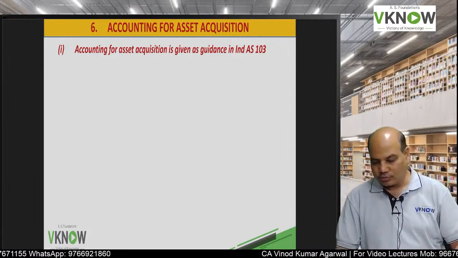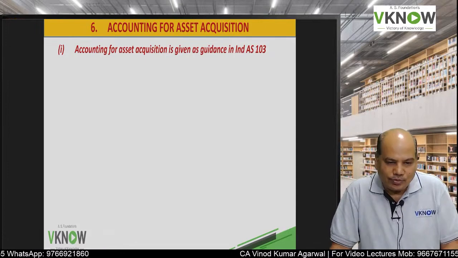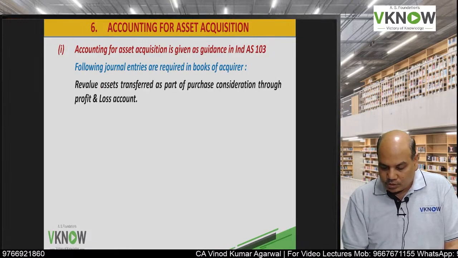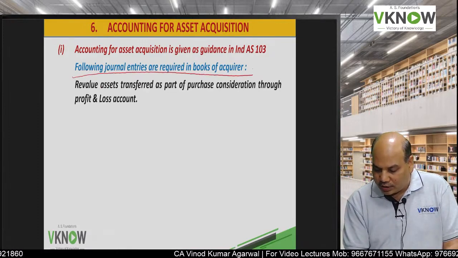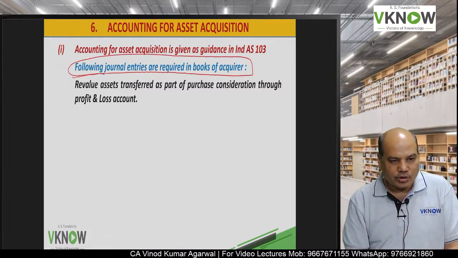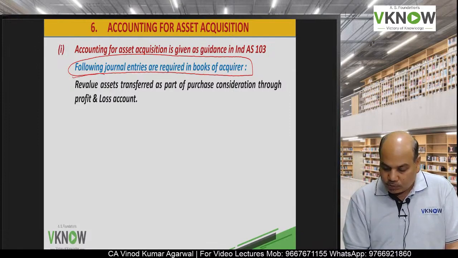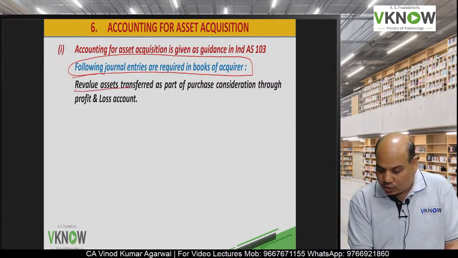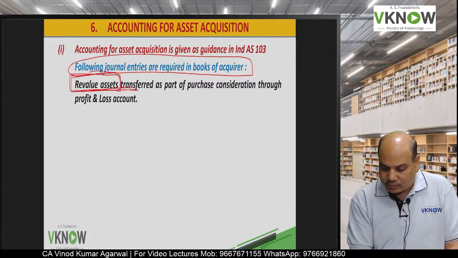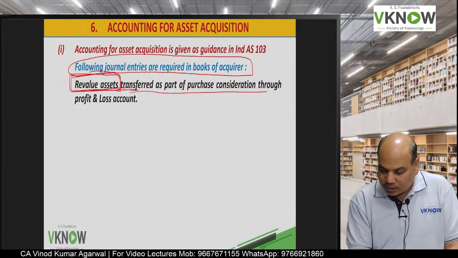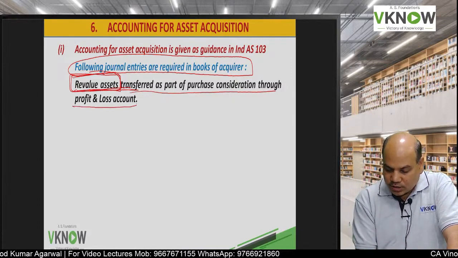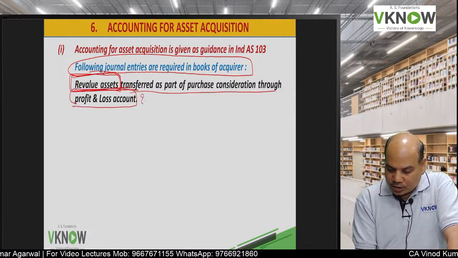So let us come back to accounting for asset acquisition. Some guidance is given in Ind AS 103. So we'll pass the following journal entry. They can ask you a question on asset acquisition also. So what you do, you will pass the following journal entry. Revalue asset. Those assets which are taken over by the acquirer, you revalue the asset transferred as a part of purchase consideration through P&L account. One student is asking a question, why P&L account?